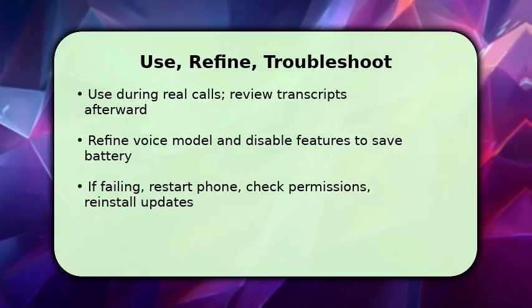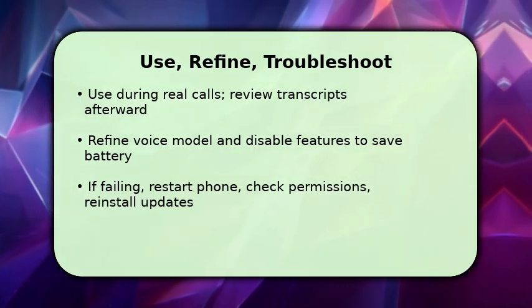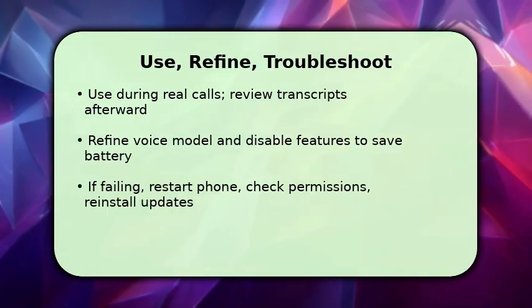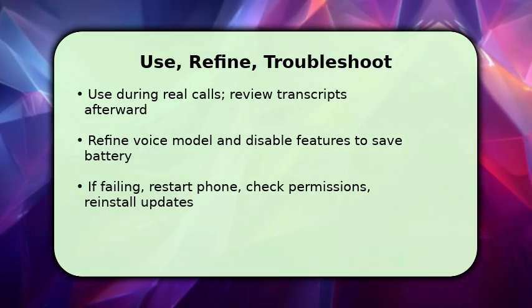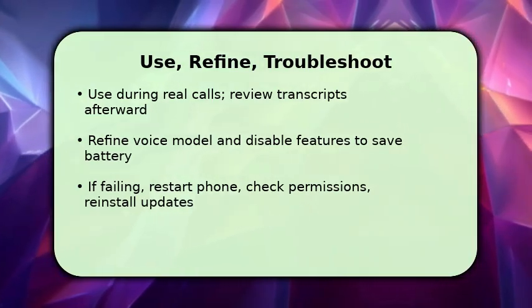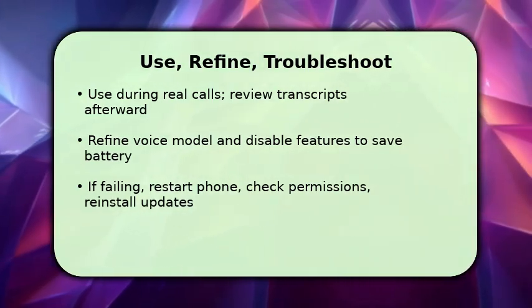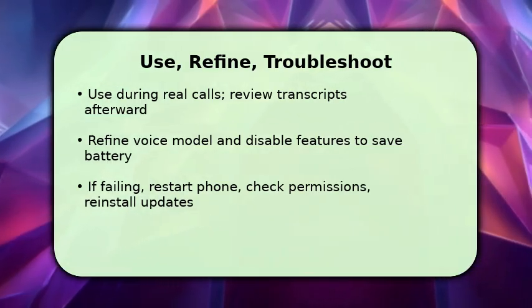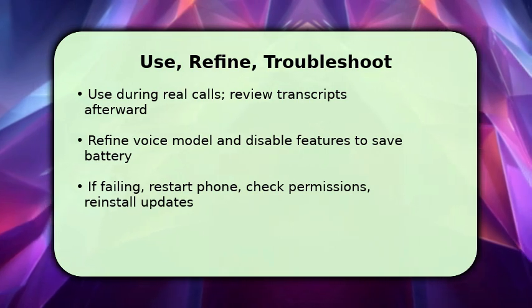Make sure to refine the voice model in settings and turn off continuous listening or auto answer to save battery when not needed. If something goes wrong, like no transcription or poor audio, restart the phone, verify microphone and call permissions, check network connectivity, and reinstall any pending Oneplus updates. If issues persist, toggle local versus cloud.